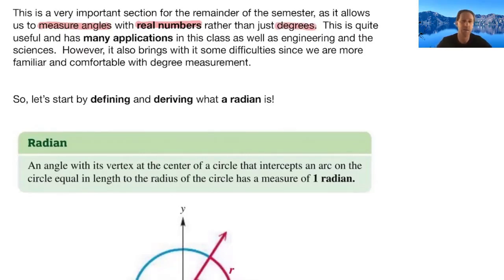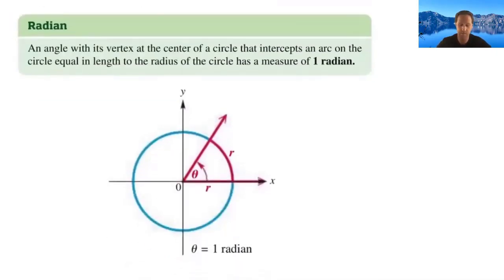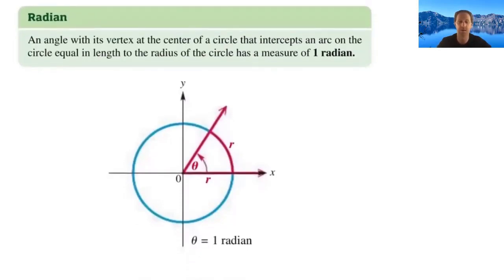So again, very useful, has a ton of different types of applications, not only in engineering, but also a lot of the sciences. Where it is a little bit difficult is because we're not as familiar or comfortable with radian measurement. So it's going to take some getting used to and a little bit deeper understanding. So we're going to start by defining and then deriving what actually a radian is. And just based off of the name, you may have an idea, but here is both the definition and a graph representation of what a radian is.